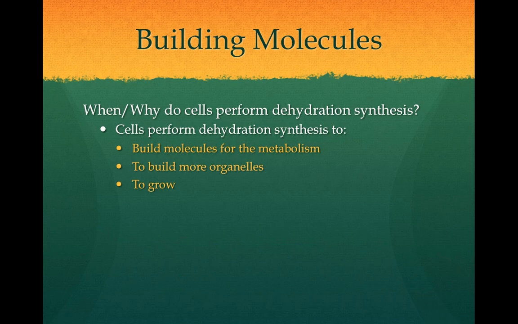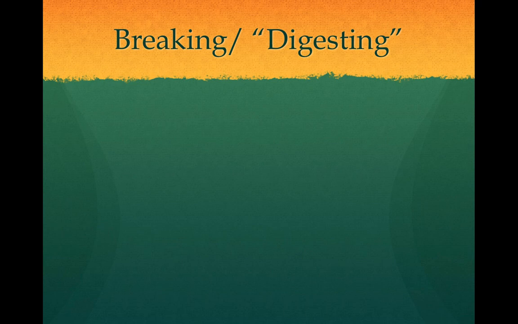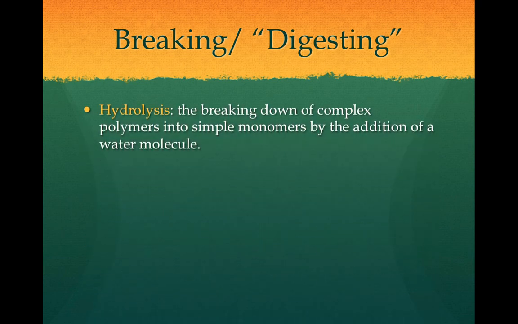So every time we eat, we kind of do the reverse of this. So I can break or digest polymers into monomers. So this is what hydrolysis is. We are breaking down complex polymers into simple monomers by the addition of a water molecule. So if we know that I had to remove water to build the polymer, I can't just start breaking things apart, because then I'd be missing atoms. So I need to add those atoms back in. I need to kind of give back what I took out.